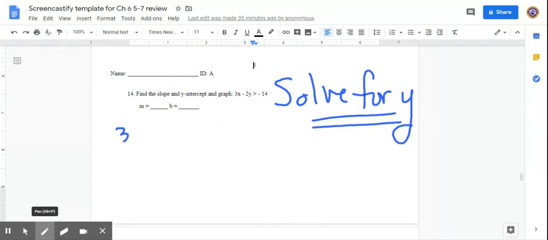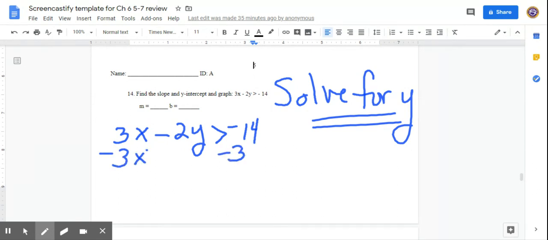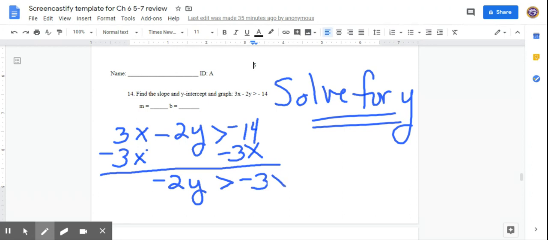So we have 3x minus 2y is greater than -14. We're going to get y by itself, so we need to subtract 3x. So we have -2y is greater than -3x minus 14. Make sure you keep the signs with the numbers. The negative is in front of the 3, it has to stay in front of the 3. There's a minus sign in front of the 14, so there has to be a minus sign in front of the 14. Now we have to divide by -2.